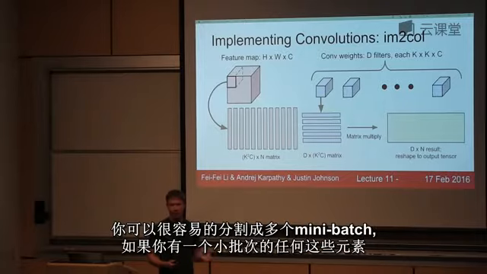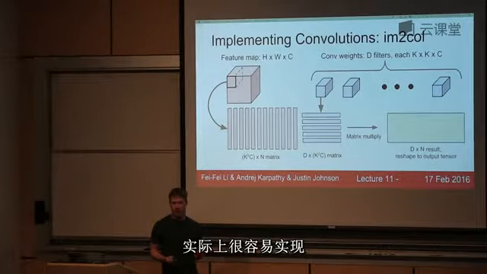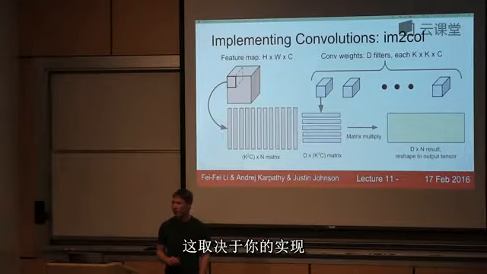And you can actually extend this to mini batches quite easily. If you have a mini batch of N of these elements, you just add more rows and have one set of rows per mini batch element. So this actually is pretty easy to implement. So yeah, question? How expensive is the reshape operation? It depends.